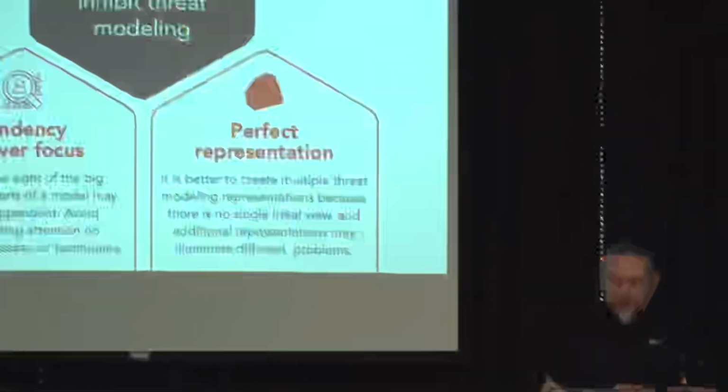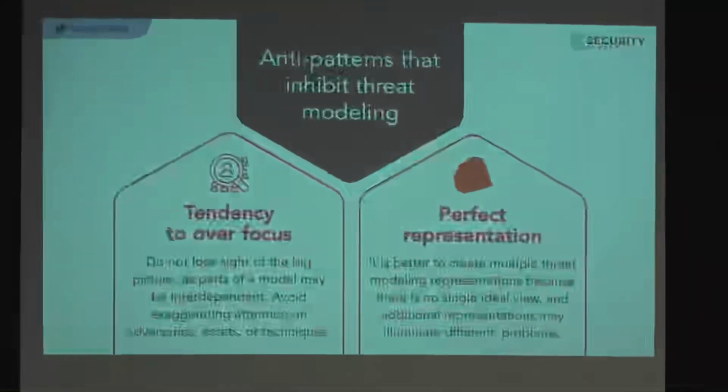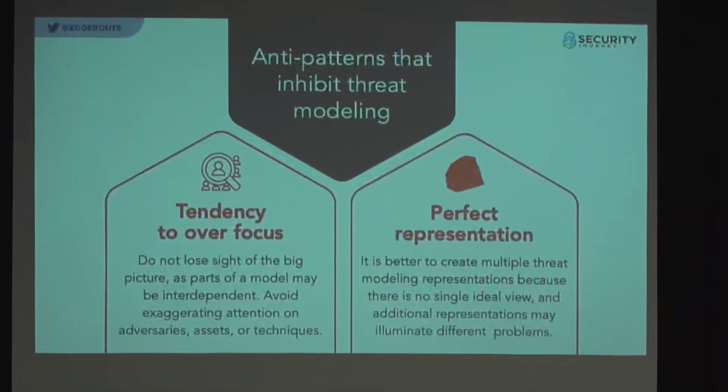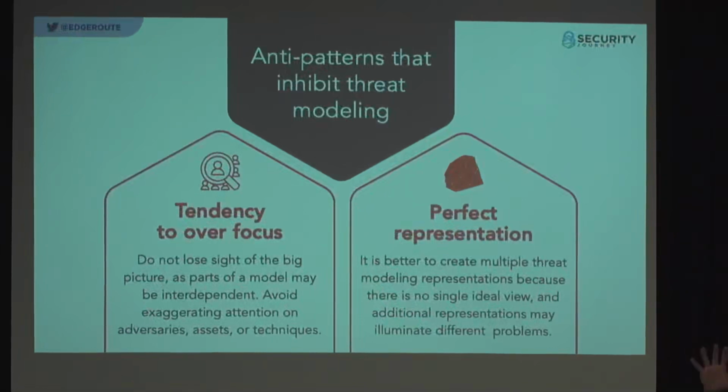Okay, so in our second set of anti-patterns, the third one here is tendency to over-focus. This can play out a couple of different ways. Sometimes over-focusing can be, we get so hyper-focused on one piece of a feature that we lose the ability to see the big picture of other things that are happening around what we're trying to threat model. We want to make sure that we don't lose sight of that big picture.